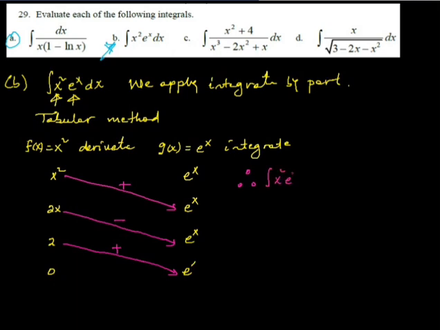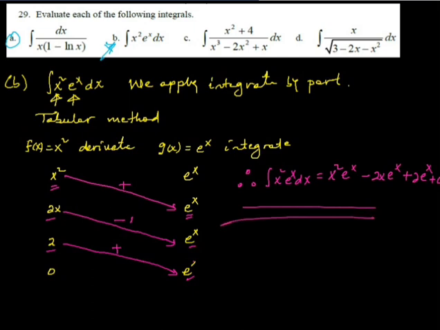The integration of x square e to the power of x dx: we take the product of x square with e to the power of x, so x square times e to the power of x, minus 2x times e to the power of x, plus 2 times e to the power of x, plus some integration constant. Therefore, this is the answer for the given integral.